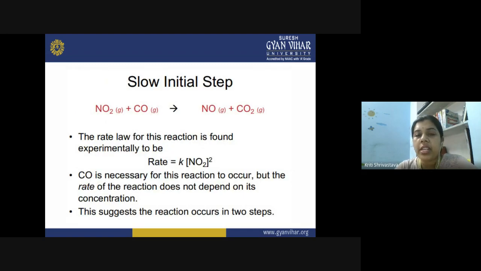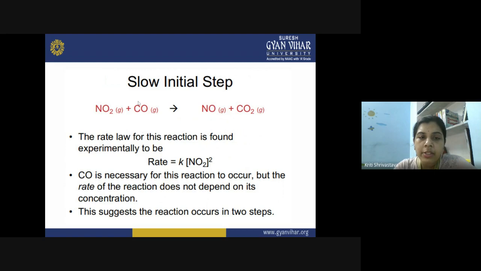So for the slow initial step, you have NO2 as one example here: NO2 plus CO gives NO plus CO2. So this is the chemical reaction, and the rate law for this reaction is found experimentally as k[NO2]^2. So it has been seen that carbon monoxide is not affecting the rate of the reaction at all. Rather, the rate depends upon the square of the concentration of NO2. So this is found experimentally. This is the experimental rate law.